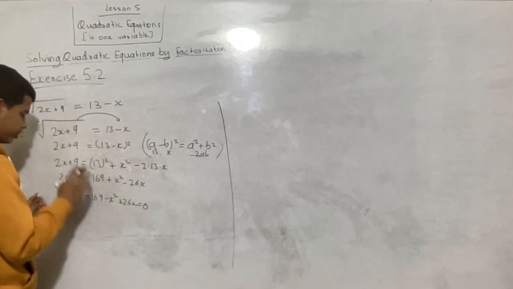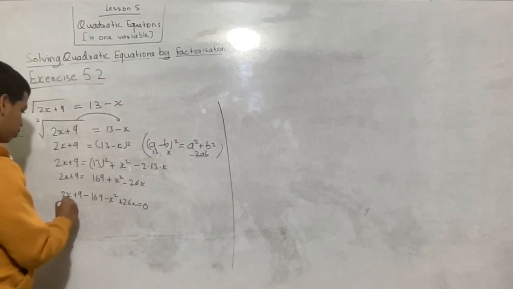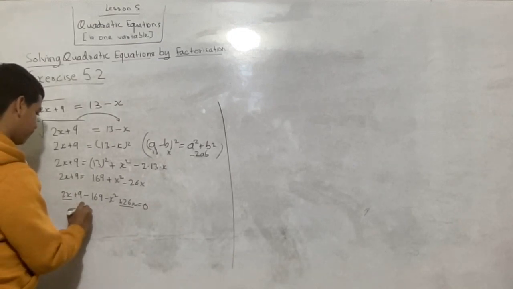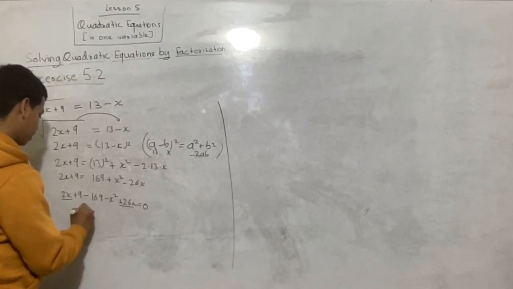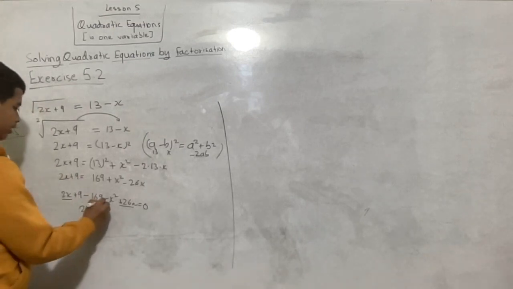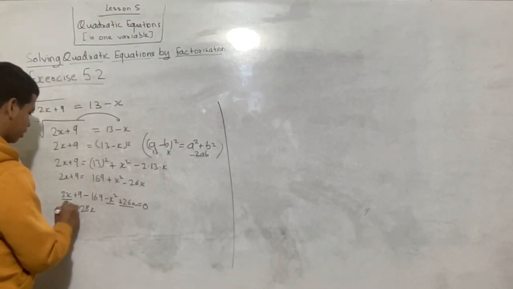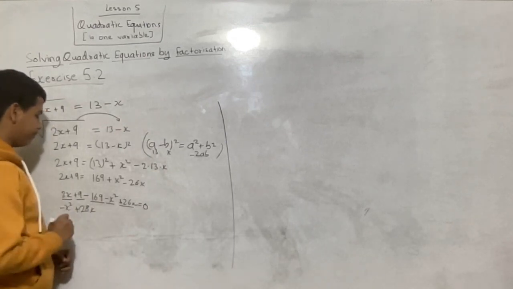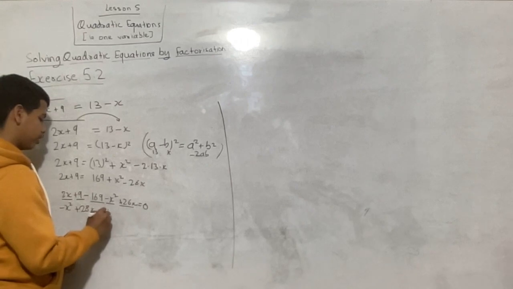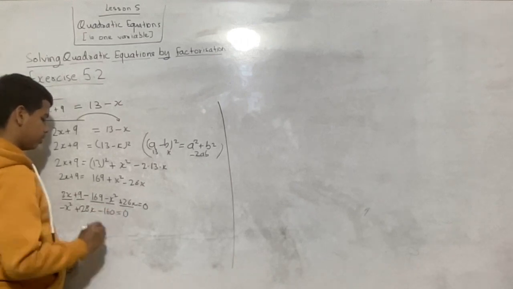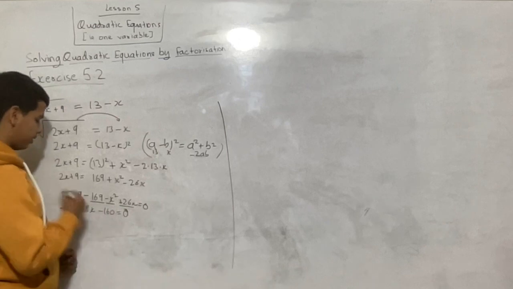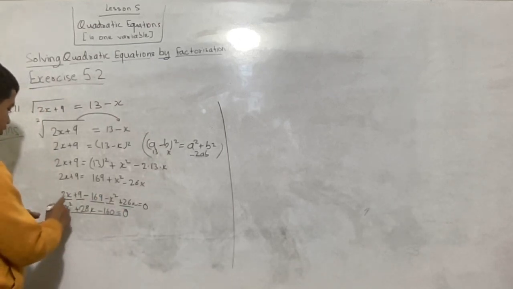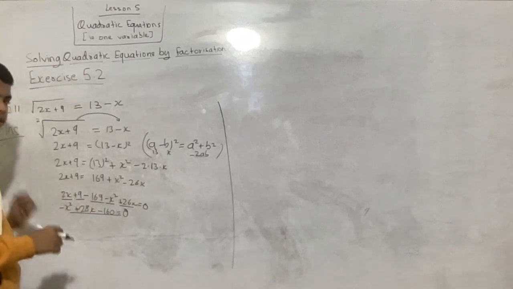Notice how the sign changes. Here 2x and 26x, we can add that and get 28x. Here minus x square will remain the same, minus x square. I am writing it first, and then after that we have minus 169 plus 9, we get minus 160 is equals to 0. So this is the equation we get. Now we can't reduce it because there is only 1 here. So there is nothing else common except 1.